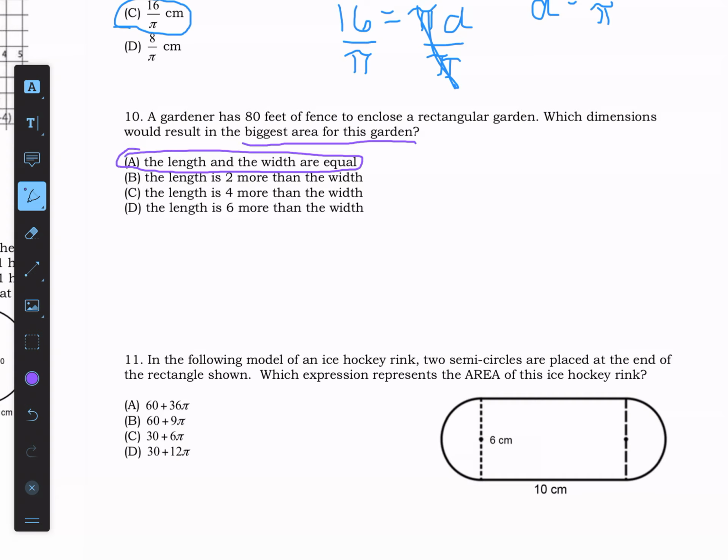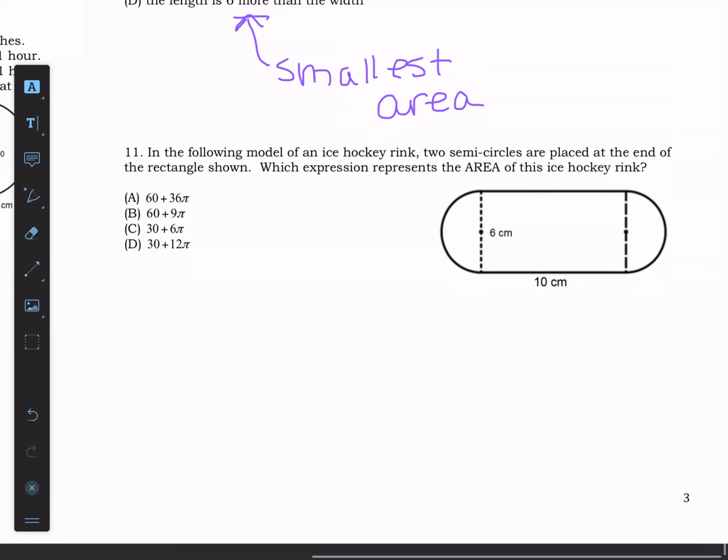If the question had said smallest area, then you would pick the one where the two numbers are further apart, meaning in choice D, the length is 6 more than the width, so choice D would have the smallest area. And I think I went over this question on a previous worksheet, something just like this. So if you want to refer to that as far as the work that goes along with it, that's fine. But in a question like this, the biggest area will always be when the length and the width are equal. Okay? All right, so moving on to number 11.